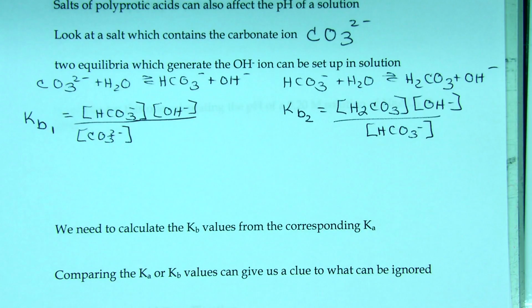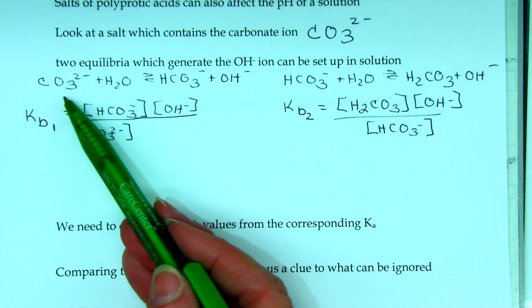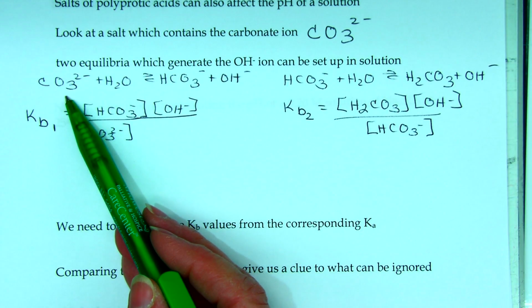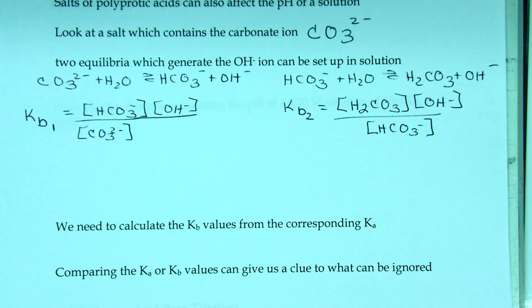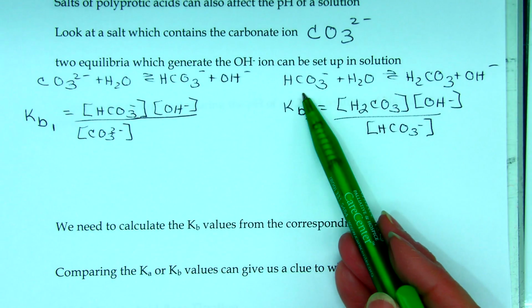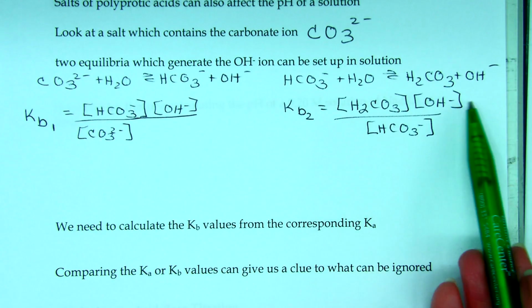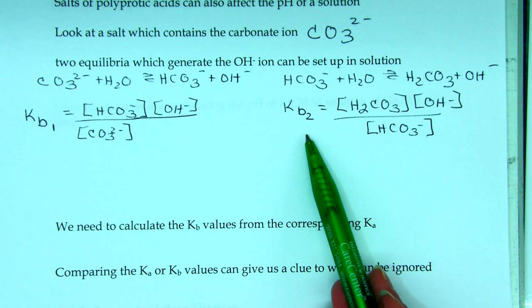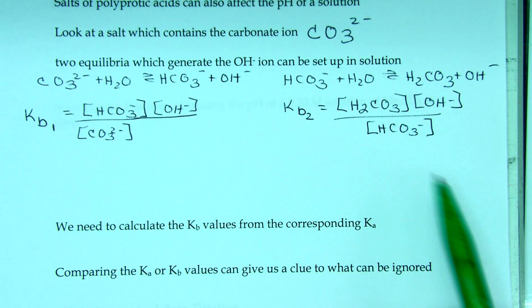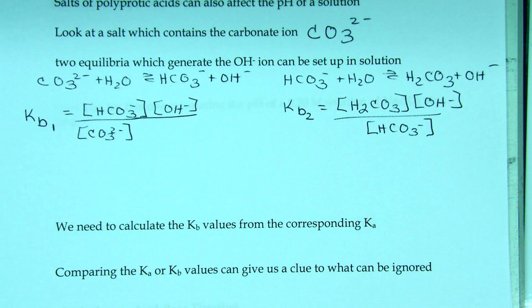Now, we call this Kb1 because the carbonate is getting the first proton back, right? It's acting like the base the first time. Now, this can also act like a base to get the second proton back, so we call this Kb2. Now, when we think about these, they are conjugate bases. So when we need a Kb for a conjugate base of a weak acid, where do we get it?